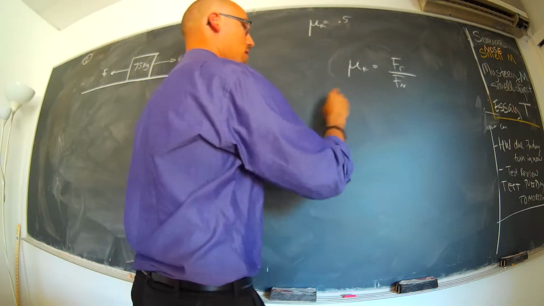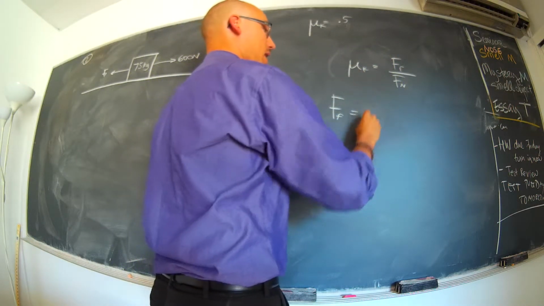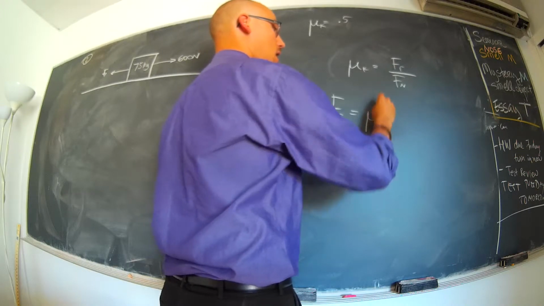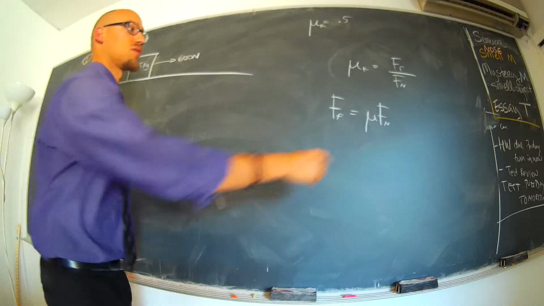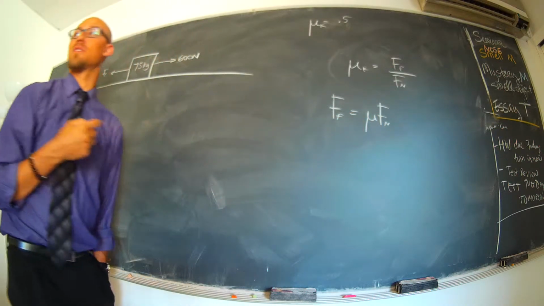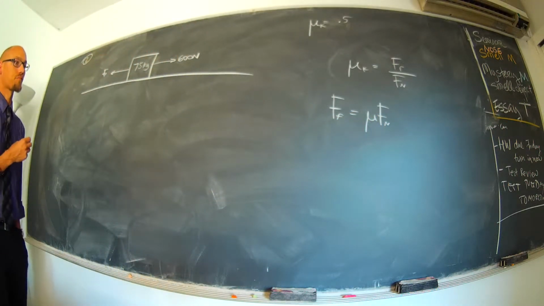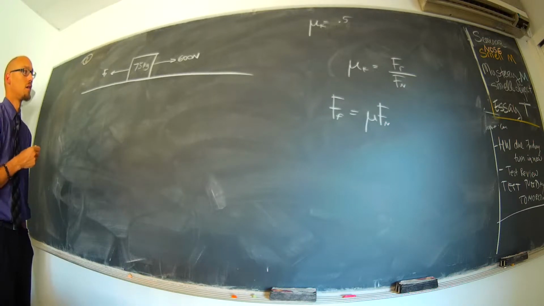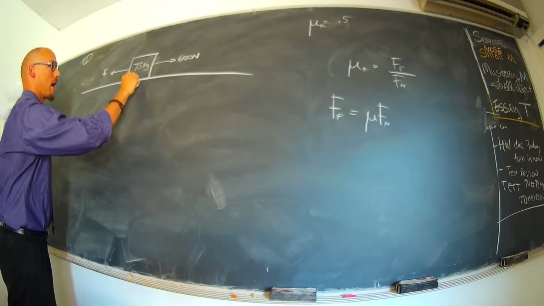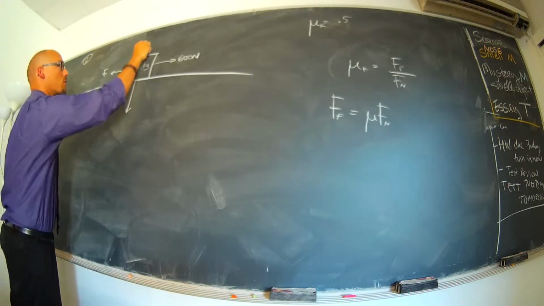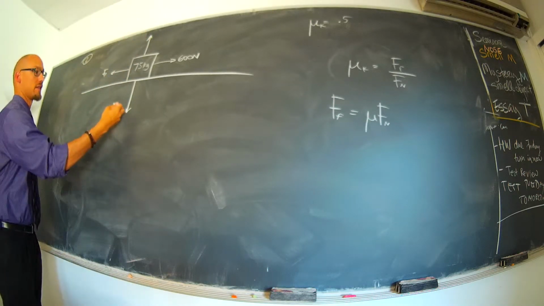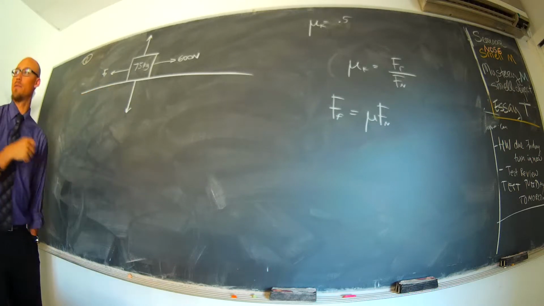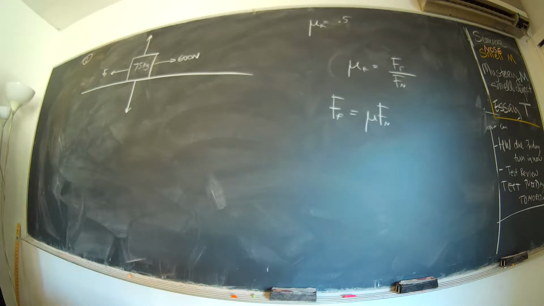The force of friction is some fraction of the normal force. So you just take the normal force and multiply it by our coefficient. We're going to have gravity here and normal force here, equal and opposite. So let's figure these out. What is the weight of that? 75 times 9.8. That's the mass of it.